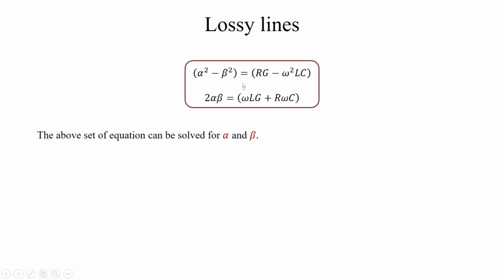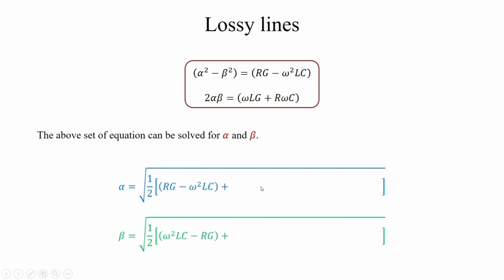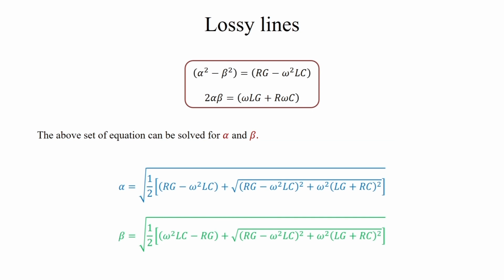once we have this form, we have two unknowns, alpha and beta, to be calculated in terms of the line parameters, that means R, G, L and C, and also the frequency omega. So, if we solve these equations, we get the solutions for alpha and beta, and these are the general solution for alpha and beta in a lossy line.